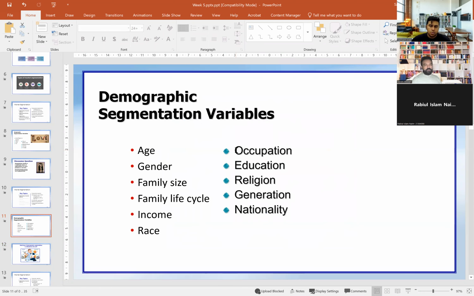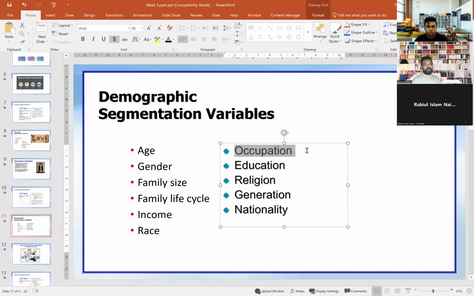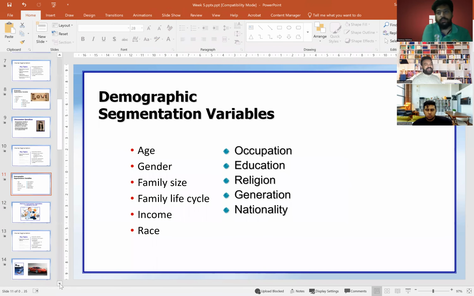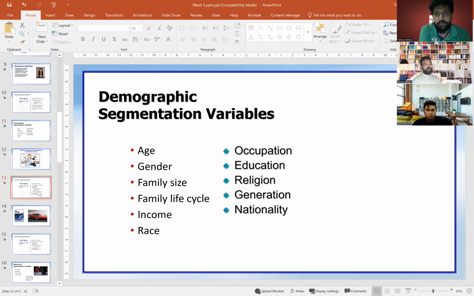So these are all the important factors. Occupation. What is the occupation? You are specifically in a segment, right? You're all students, maybe. Some of you are working professionals, or maybe you have just stepped into corporate life, or some of you are experienced. Nationality could be a factor, generation could be a factor, religion could be a factor. So all of these are part of your demographic segmentation variables. Demographic variables are purely people's demographic factors, which identify where they belong.